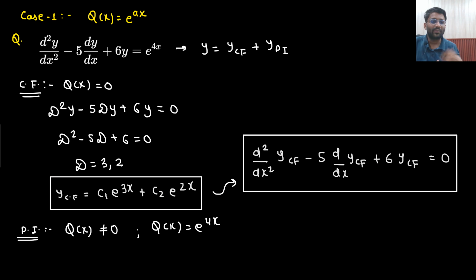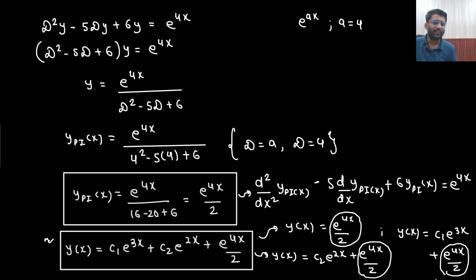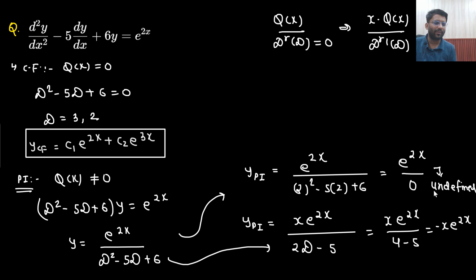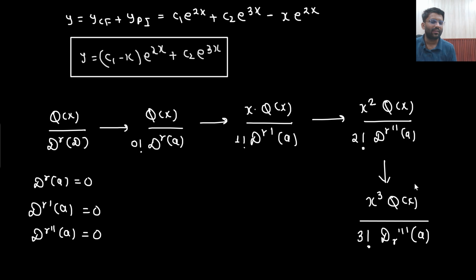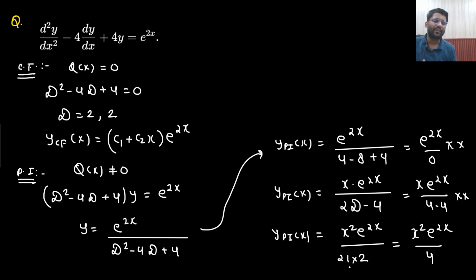So I will not say are you able to understand, I will simply say that are you able to remember, because there is some process here, there is nothing to understand, right? So simply follow the procedure. Here if a is there, simply put the a, you will get the answer, right? If the denominator is creating the problem, then what you will do, multiply with x, downside you differentiate, then put d equals to a, you are getting the answer. If you don't get the answer in the second time, then again you differentiate, again you put d equals to a. Don't forget this 2 factorial.